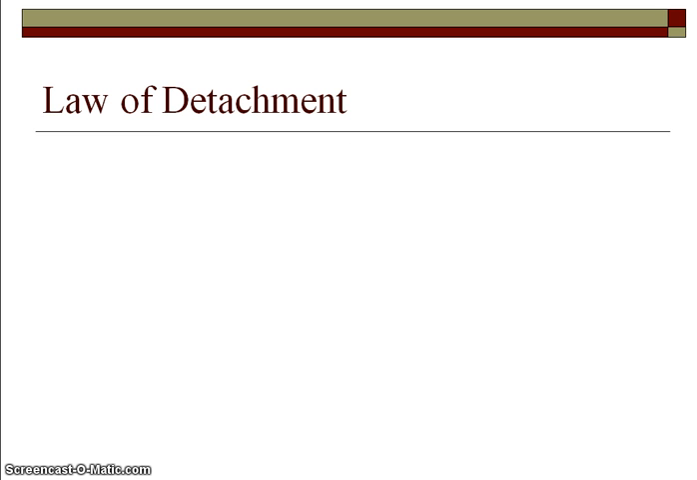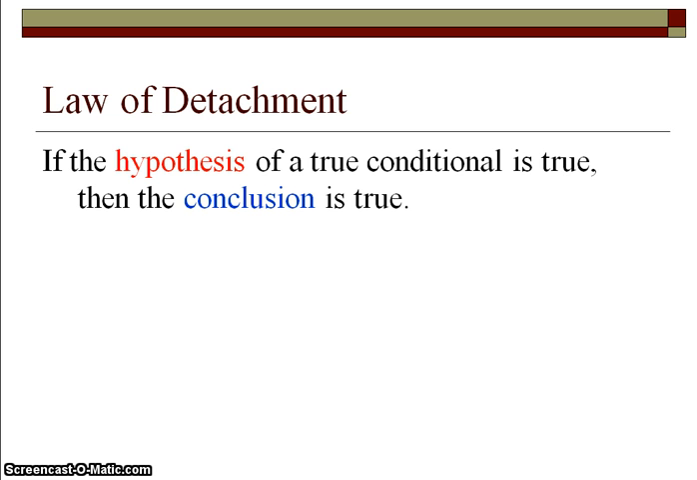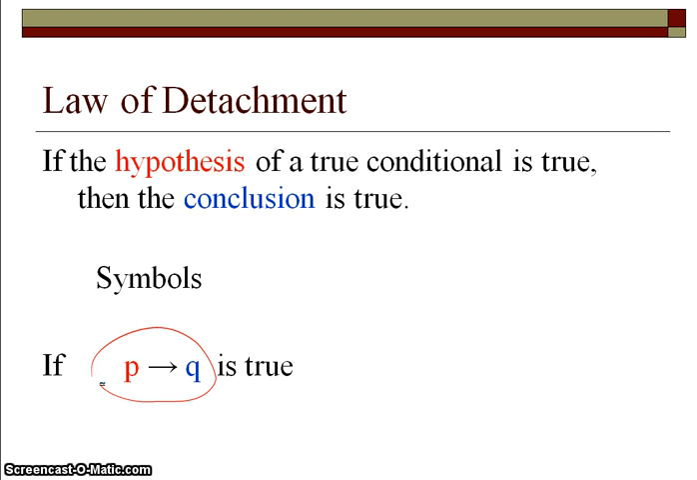Here's one of those phrases that you've got to learn and memorize, and it's important. It's called the law of detachment, and it's pretty straightforward. It's basically saying that if the hypothesis of a true conditional is true, then the conclusion is also true, and you're going to see why this makes sense. Symbolically, here's our conditional that we're used to showing: if P then Q is true.